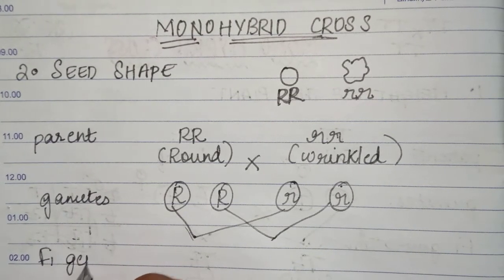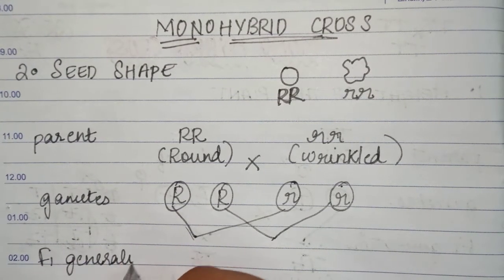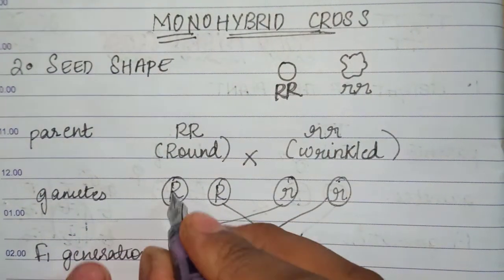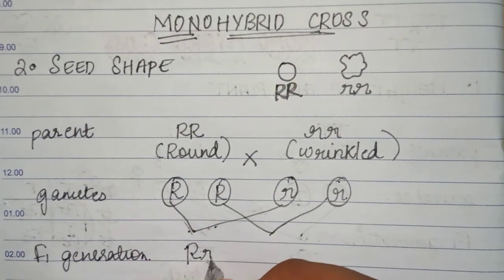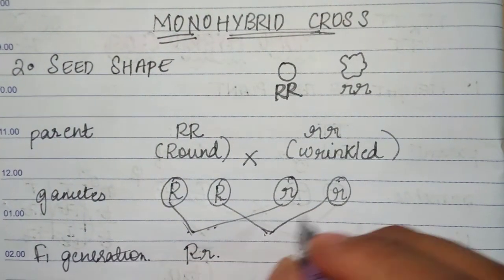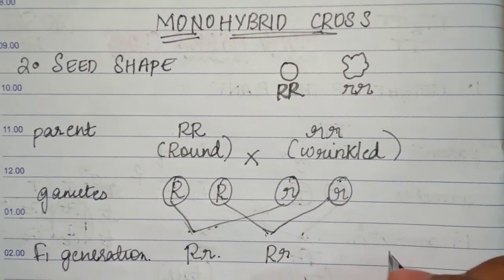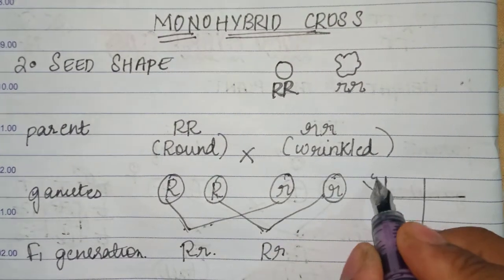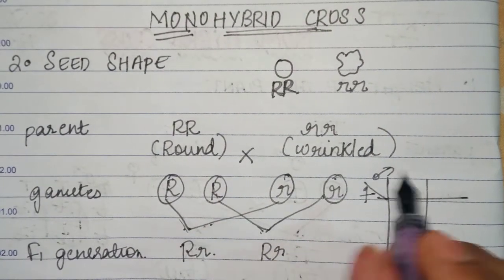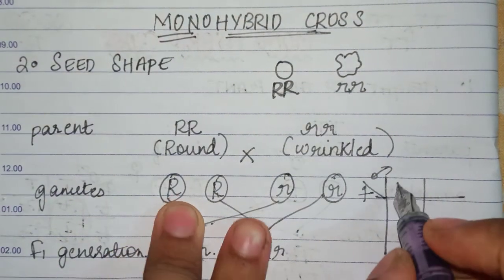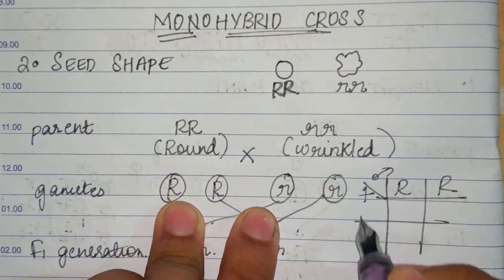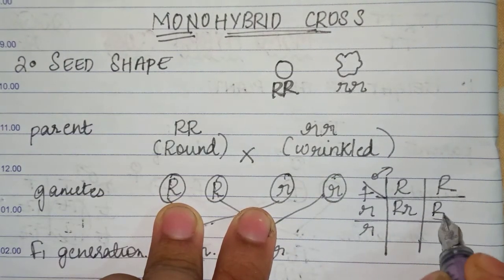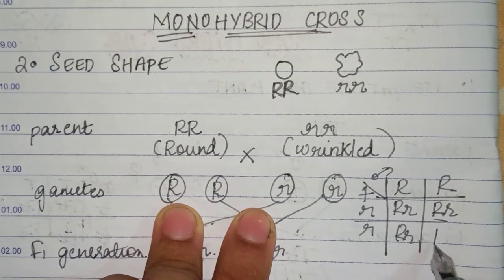For the F1 generation, you have to do the following. You cross capital R with small r, and again capital R with small r. Or you can do a Punnett square. How will you perform the Punnett square? Take a male parent and a female parent. You can consider either as male or female. I'm considering this as male and this as female. When I cross capital R, small r with capital R, small r, I get this.